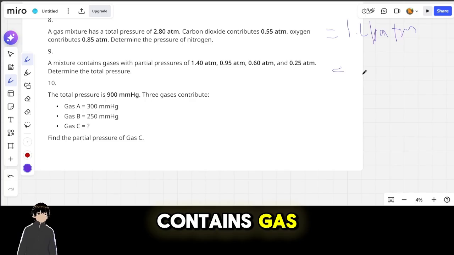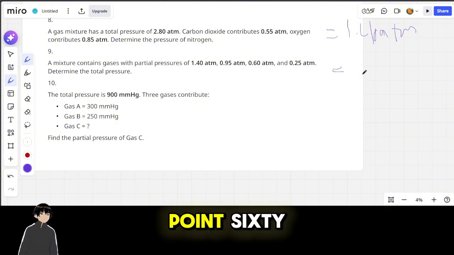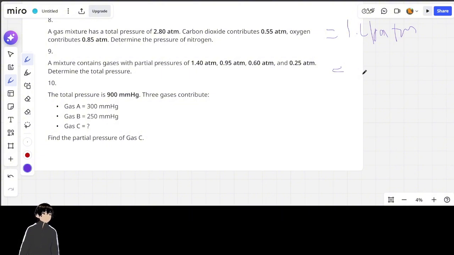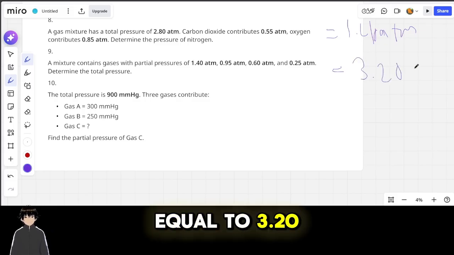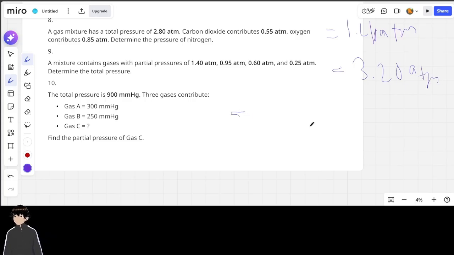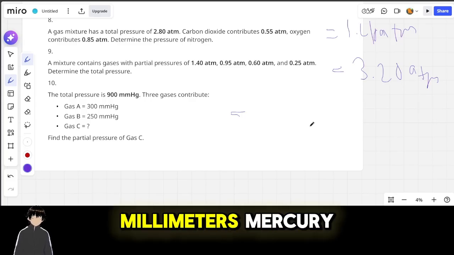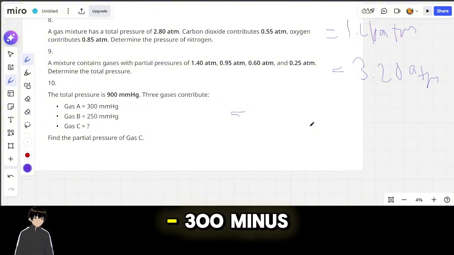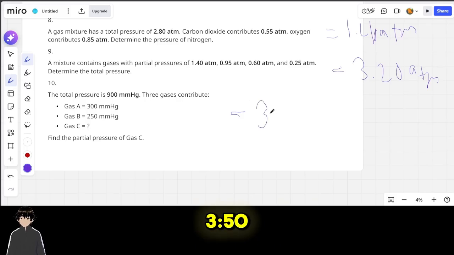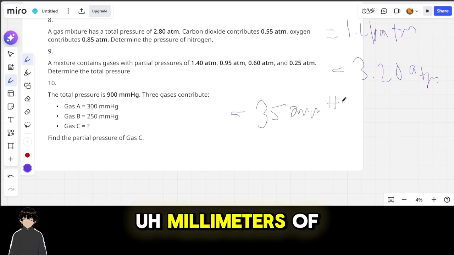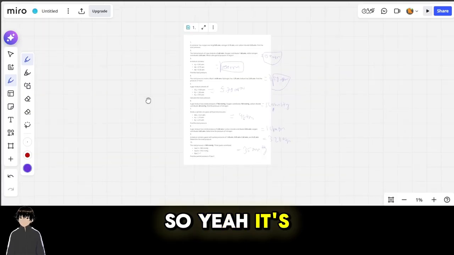So the mixture contains gas. Yeah, so we just have to add everything. 1.40 plus 0.95 plus 0.60 plus 0.25. It's going to equal 3.20 atmospheres. Total pressure is 900 millimeters of mercury, so 900 minus 300 minus 250 is going to equal 350 millimeters of mercury. So yeah, that's basically it for Dalton's law.